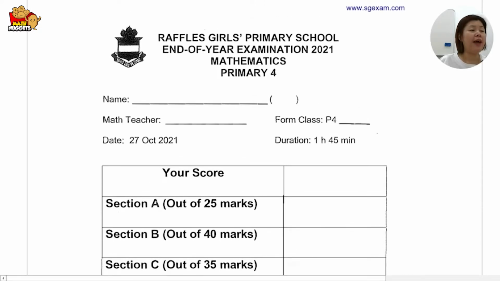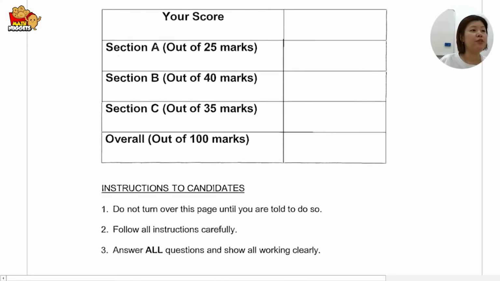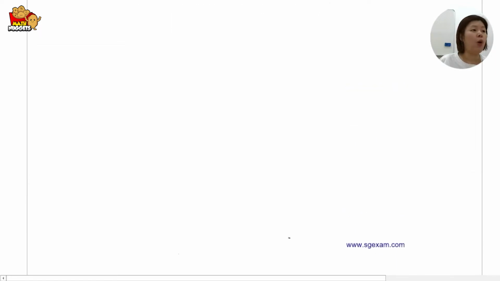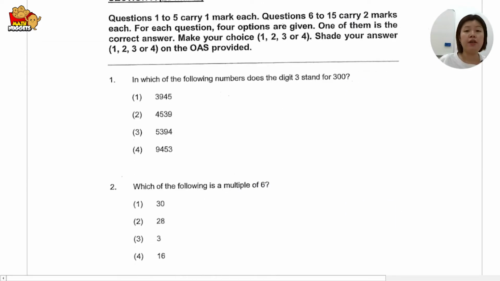Okay, so hope that I can guide you through, and from here you can understand how all the questions work. Okay, so let's move on to the first question, which is multiple choice. Okay, here, which of the following numbers shows the digit 3 stands for 300?